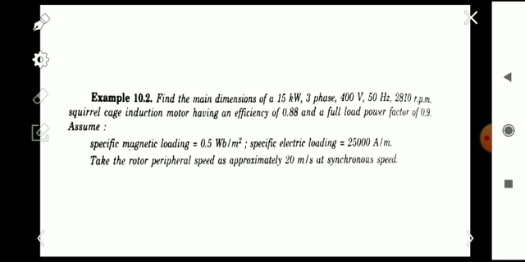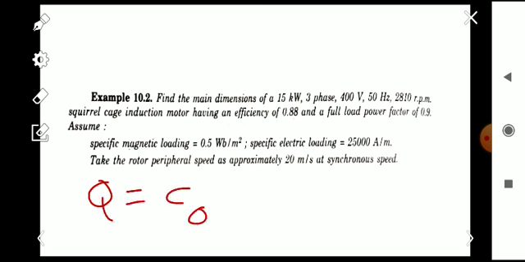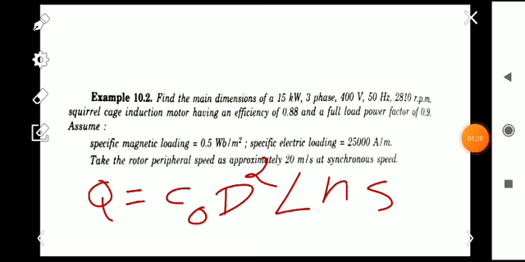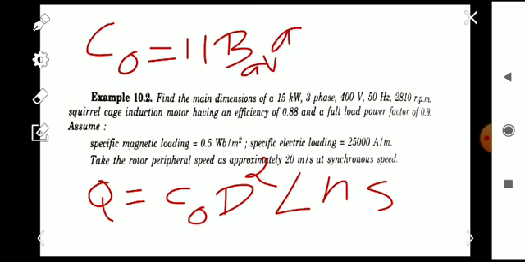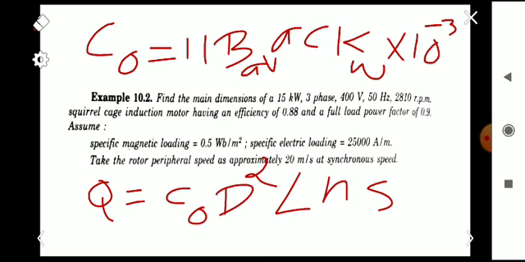Of course we know the main dimensions are found using the equation, that is the input kVA Q is equal to C0 D square L ns, where C0 is the output coefficient, and we know that C0 will be equal to 11 kW BAV AC into 10 raised to minus 3. D is the inner diameter of the stator bore, L is the length of the core, and ns is the synchronous speed in RPS. And Q is the input kVA.